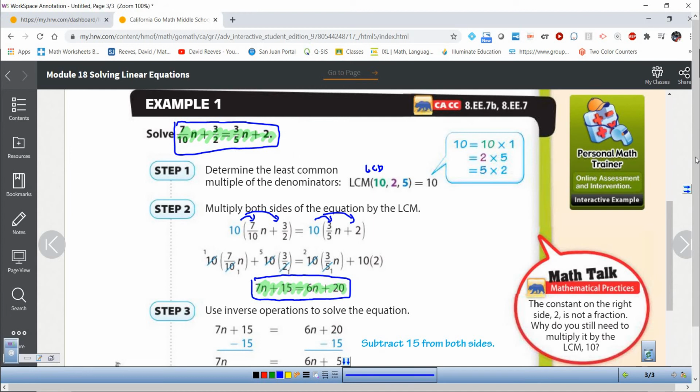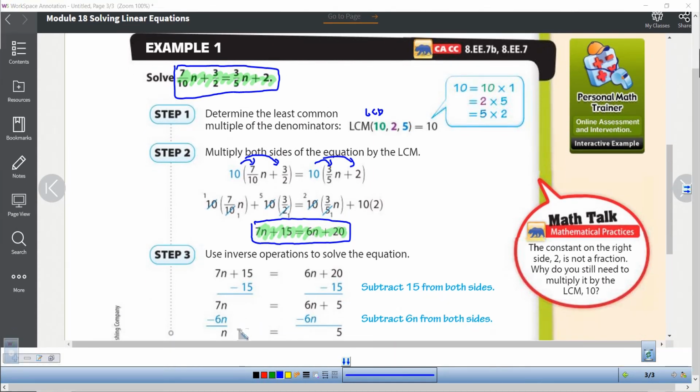Now take a look in the textbook here. There it is. They solved that new equation, this equation right here. They subtracted 15, and then they got n is equal to 5. Much, much easier to solve.